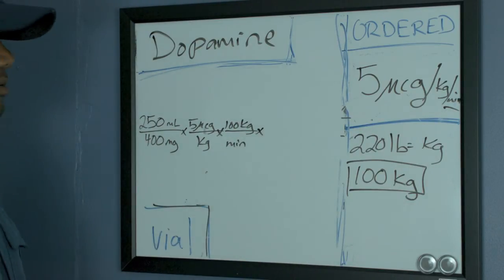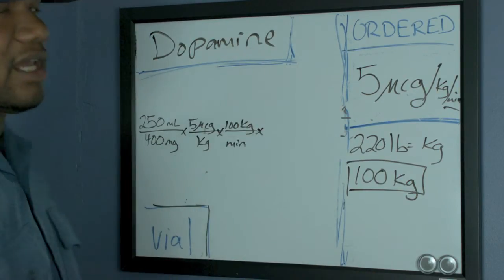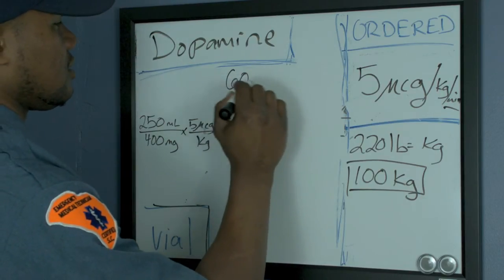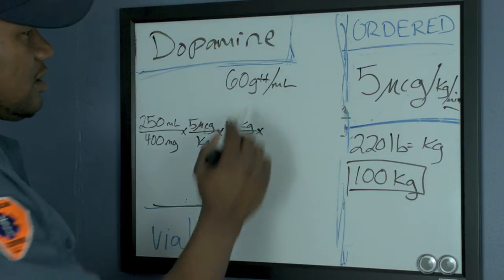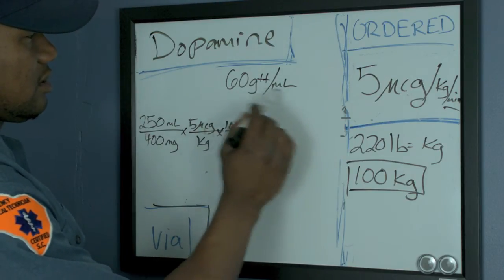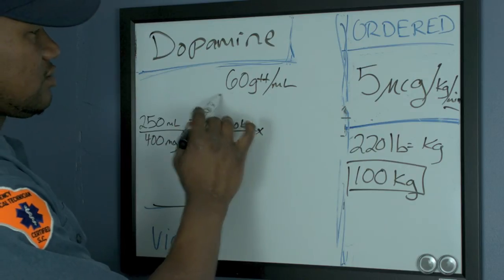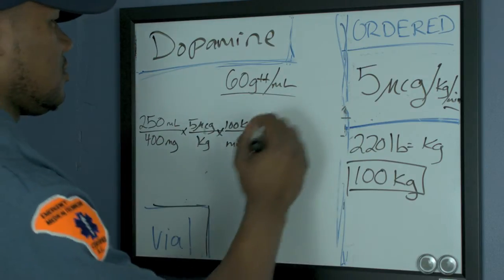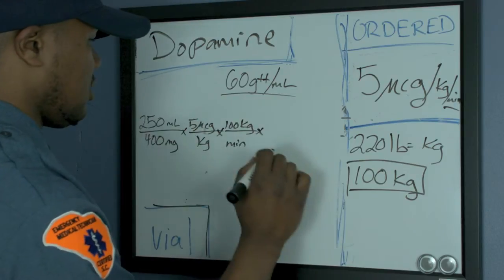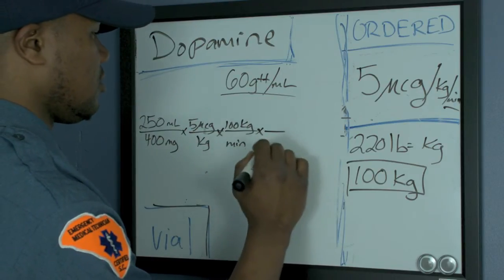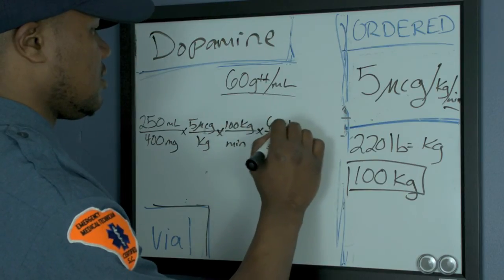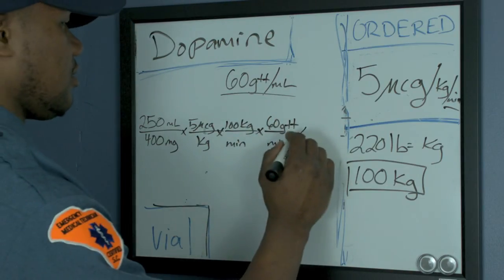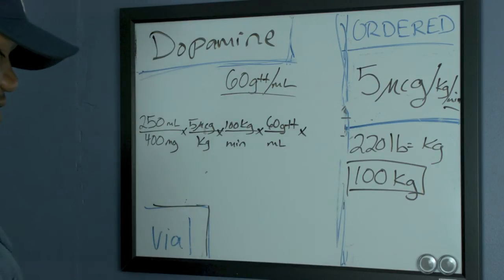Right there. Right? And then, normally when you give dopamine or any drug, you're going to use a 60 drop set. Alright? That's what that means. 60 drops in a milliliter, or a 60 drop set. So then, we're going to simply just put milliliters need to cancel out. Milliliters going to go on the bottom. 60 drops goes on the top. Right? So then that'll cancel out.